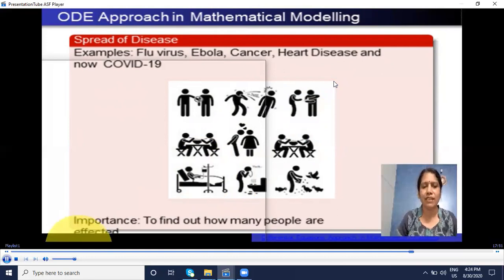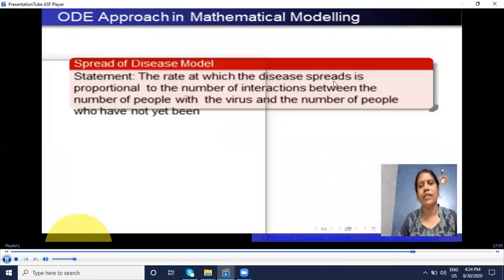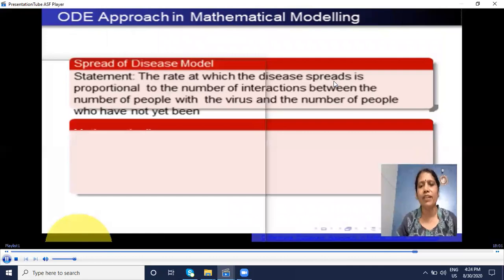Okay, see how you can calculate the duration of the spreading of COVID or other diseases by using our models. Let us see. The statement of the spread of diseases model is: the rate at which the disease spreads is proportional to the number of interactions between the people with the virus and the people who are not yet infected, those who are not COVID positive. It means it is the interaction between COVID positive people and negative people.